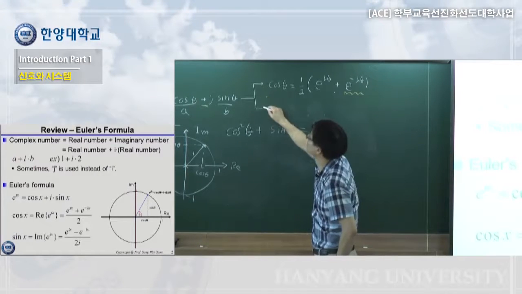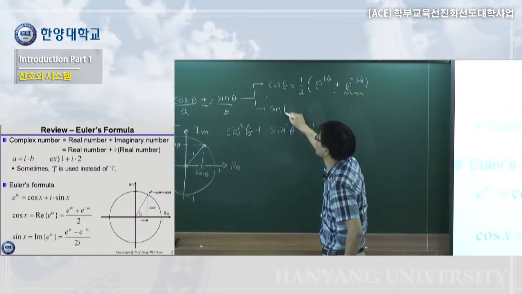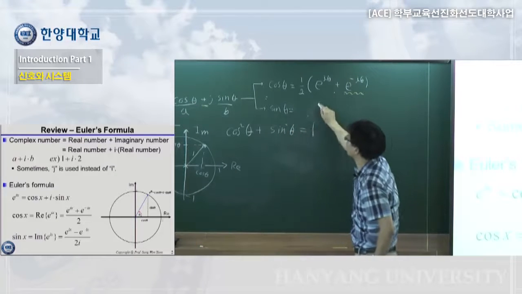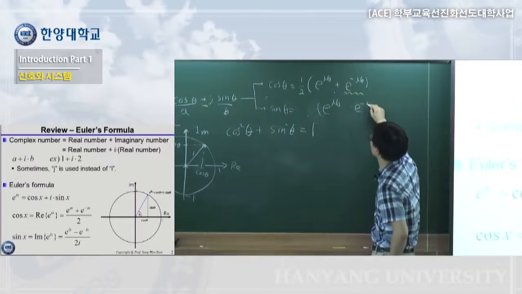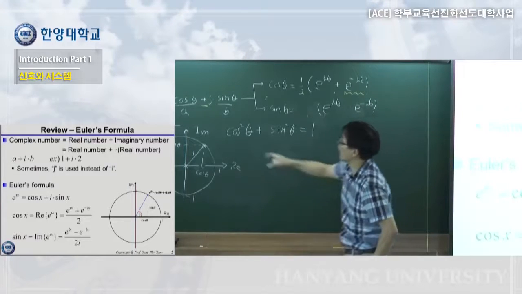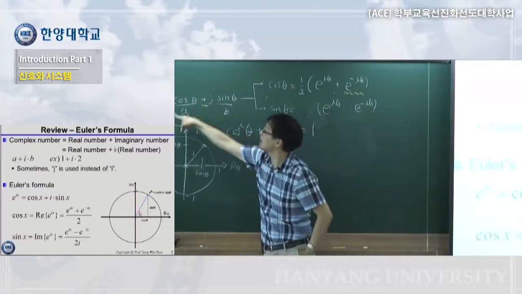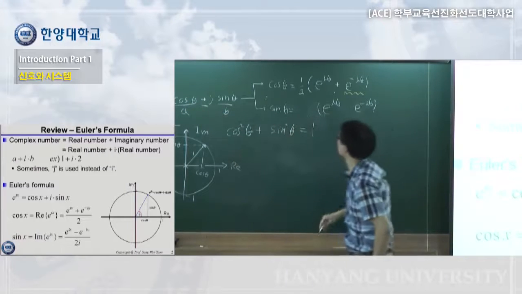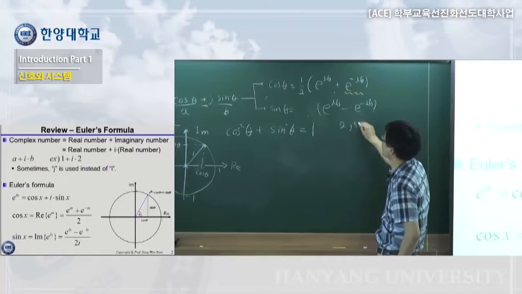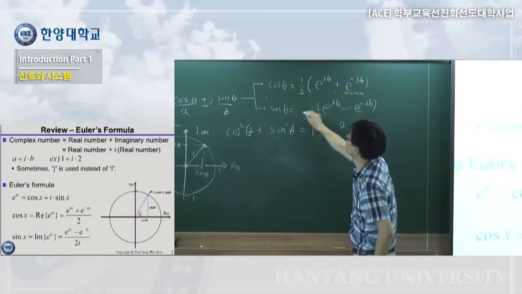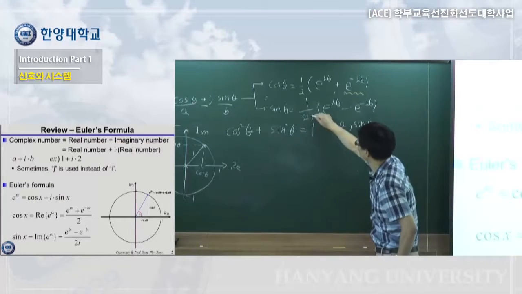To find sine theta, we do the same thing. Now we have to subtract to cancel cosine while maintaining sine. But what is left over is 2j sine theta.